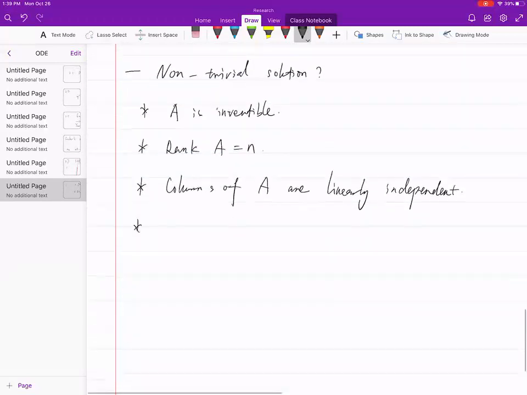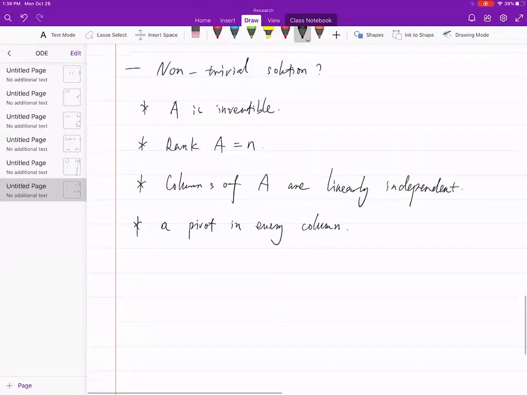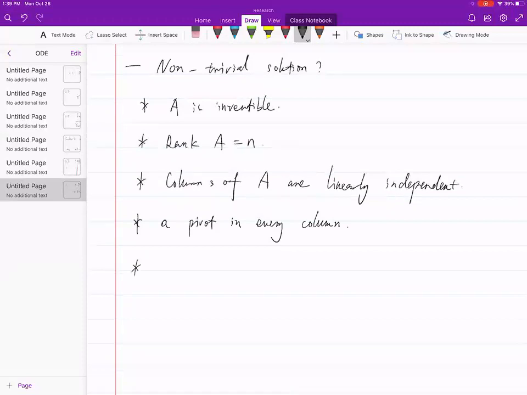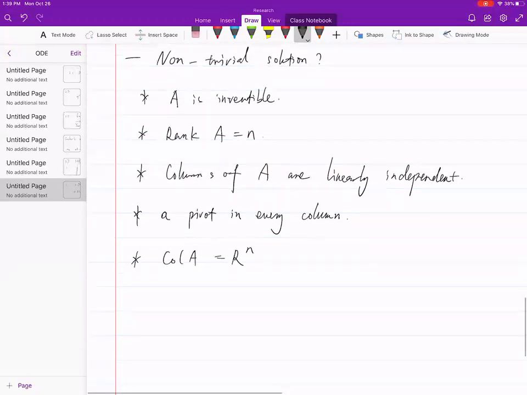It corresponds to a pivot in every column when you do echelon form. This corresponds to if the column space of A is the whole Rn, and such. And also determinant of A cannot be 0.